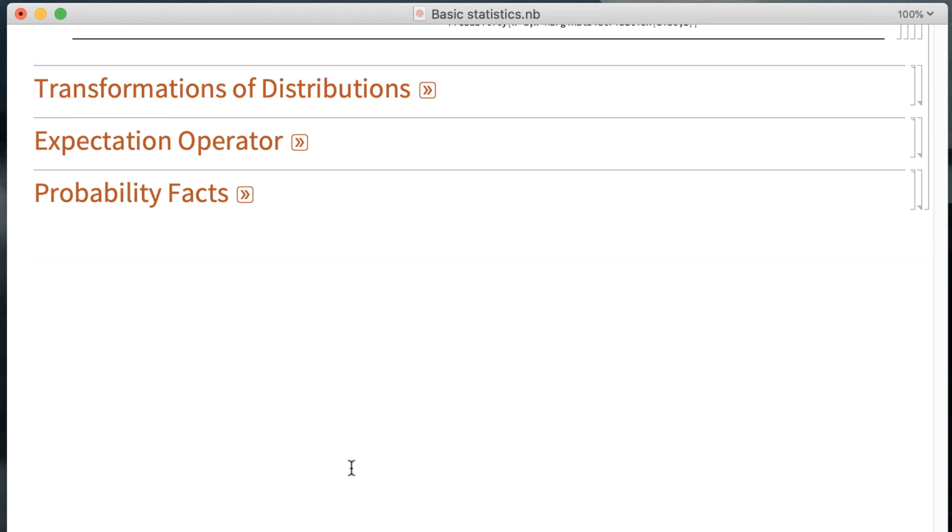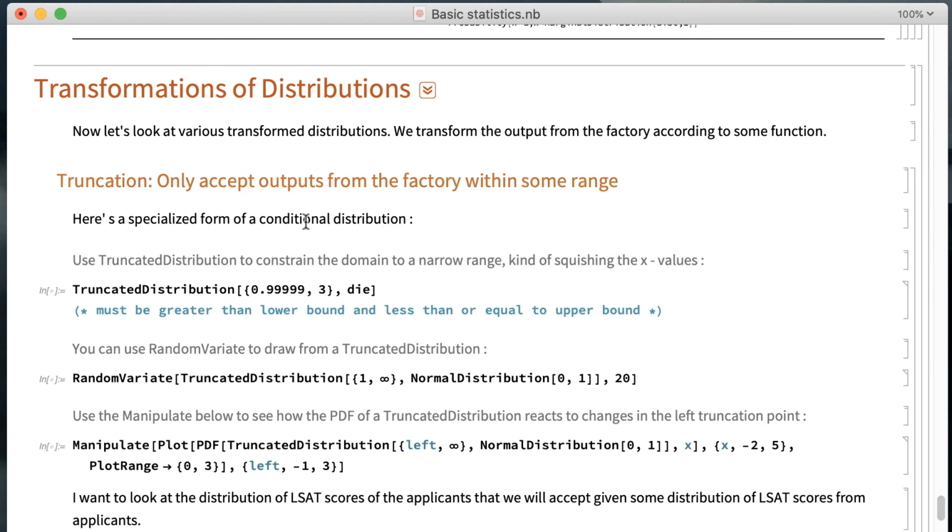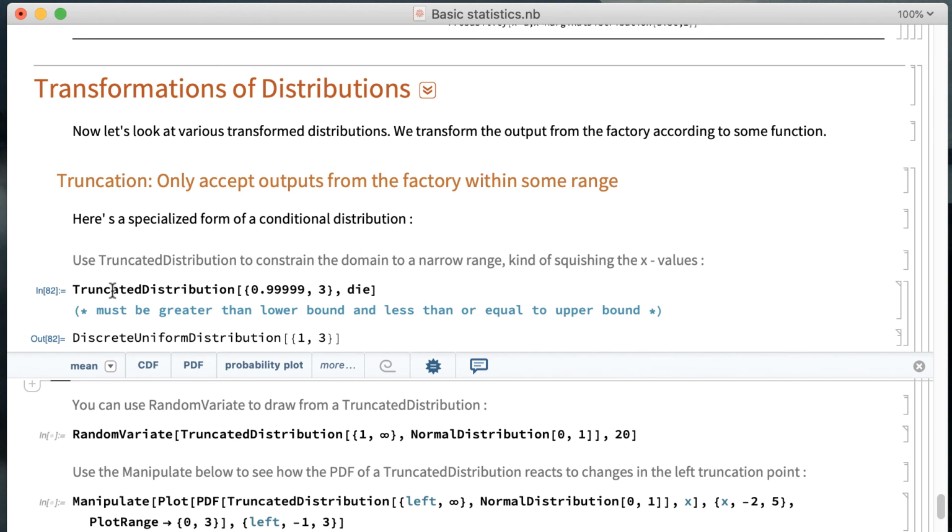Onwards, let's look at transformation of distributions. So far we've looked at the distribution just producing an output, but nothing ever happens to the output. There's no quality control on the output. A truncated distribution you could think of as a form of quality control, that if the result isn't between 0.9999 and 3 on our die, we don't want it. So you might ask, well, given that you've rejected anything outside of this domain, what does the distribution that's left look like? What's the probability of, say, drawing a 2, given that you have rejected 1s, 4s, 5s, and 6s? In this case, it's not very hard to figure out. It's the discrete uniform distribution on the interval 1 to 3.